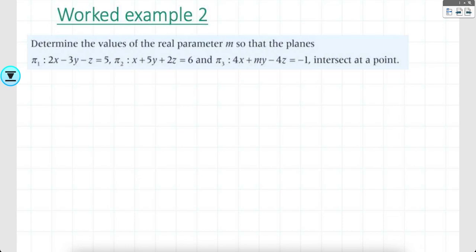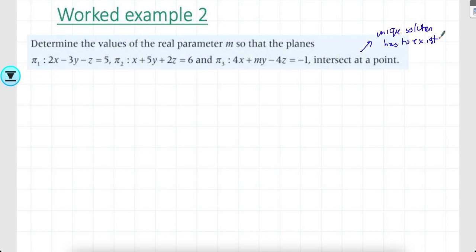So we have this time I want to determine a parameter so that they intersect at a point. So a unique solution has to exist. And again, this is not new. This is something that has been discussed and done in a system of 3 equations. So you can approach it the same way as we did for system of 3 equations.